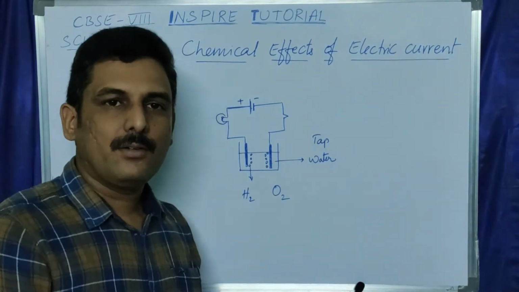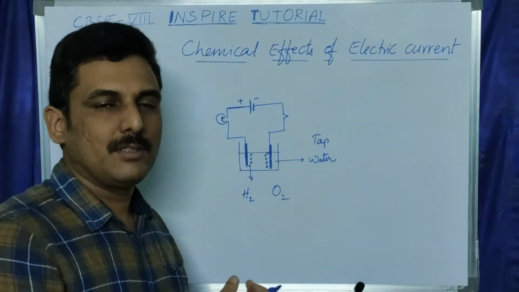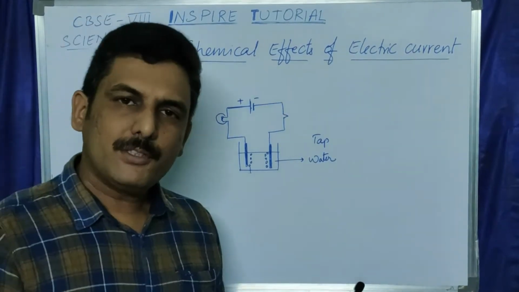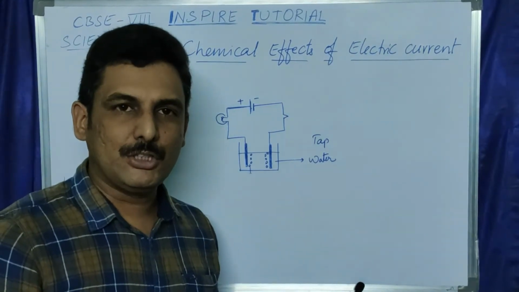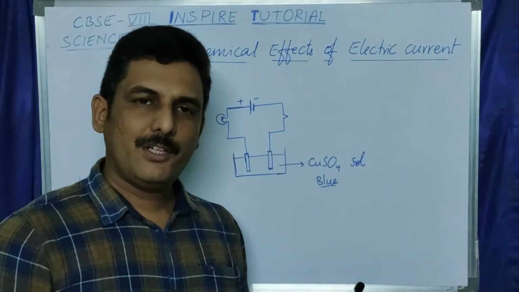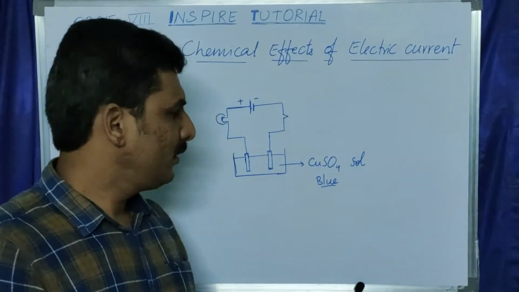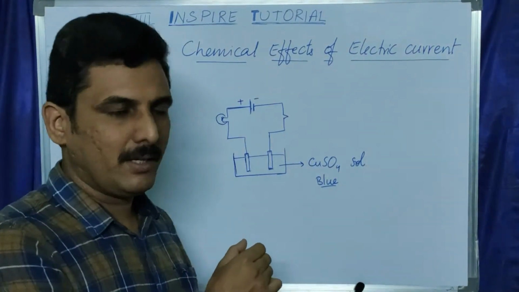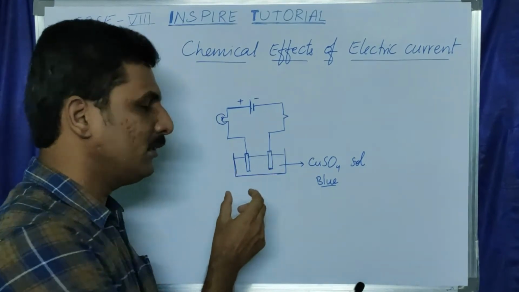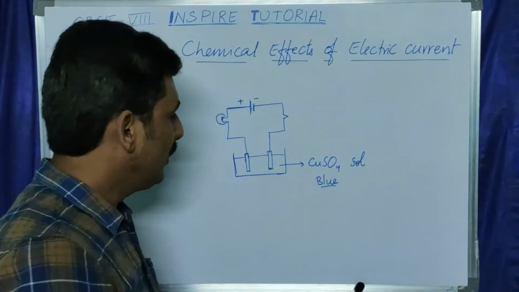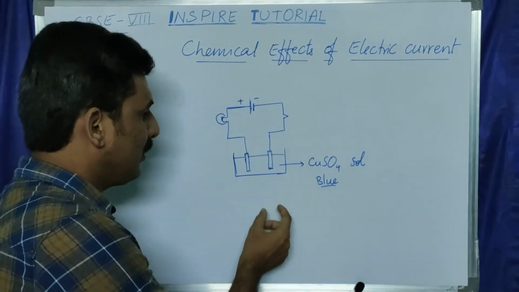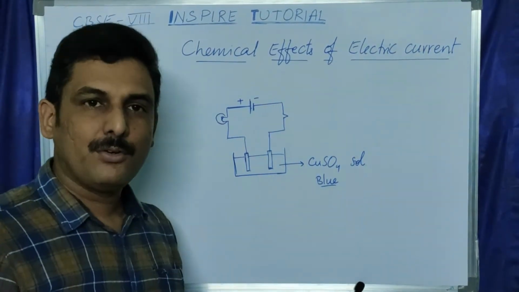Otherwise you can take water in which some salt is dissolved. If you replace the tap water with copper sulfate solution, let us see what happens. When you take copper sulfate solution in this container, and pass electric current using the electrodes, then what happens? Here you can observe the blue color of the solution fades.